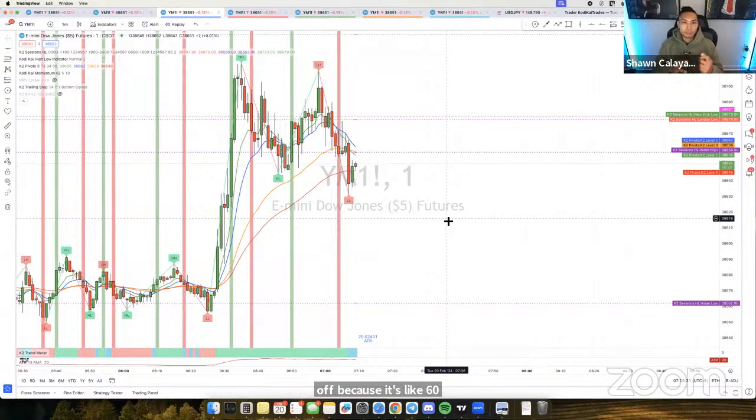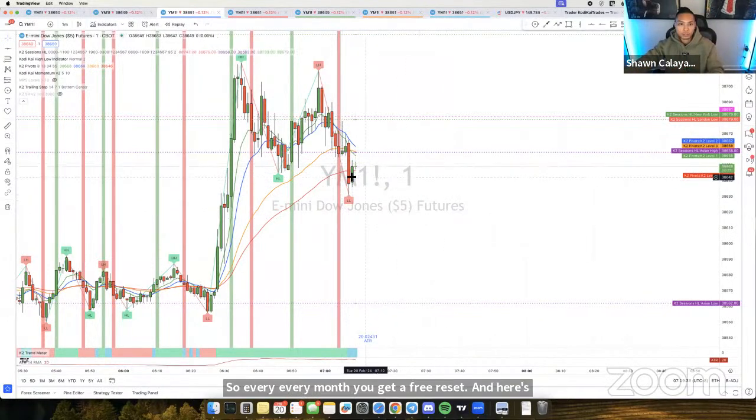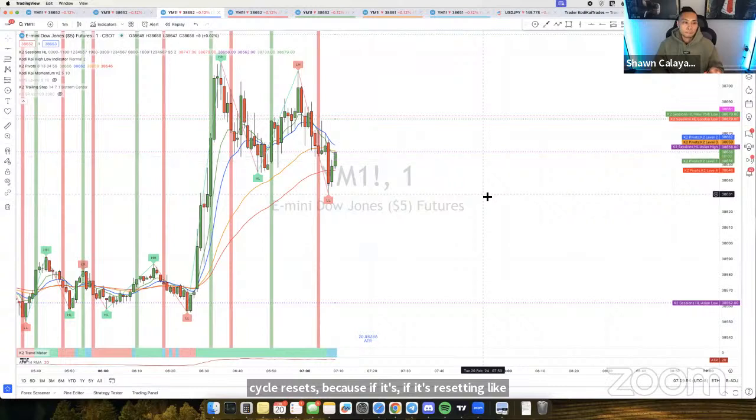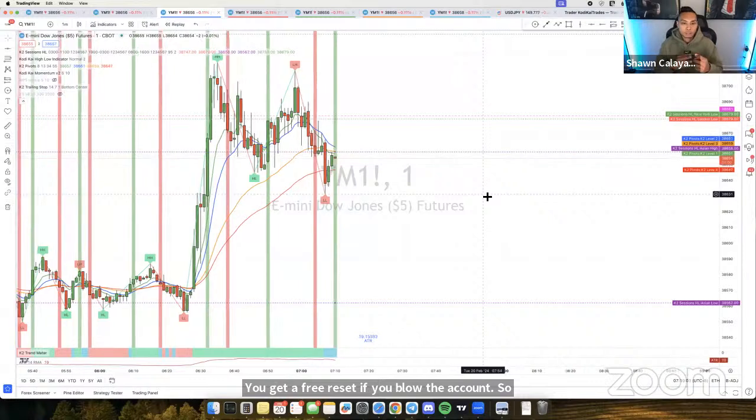So every month you get a free reset. And here's the thing too. Guys, there's no entries here, so don't worry, we're not missing anything. But for Apex, if you guys need a reset, what I recommend is log into your Apex and see when your cycle resets. Because if it's resetting like tomorrow, then don't pay for the reset, because you're going to get a free reset. You get a free reset if you blow the account. For example, if you blew the account today on February 20th, and your month resets on the 21st, don't pay for the reset because you're going to get a free reset already. You only get a free reset if the account's blown. So just keep that in mind, guys.